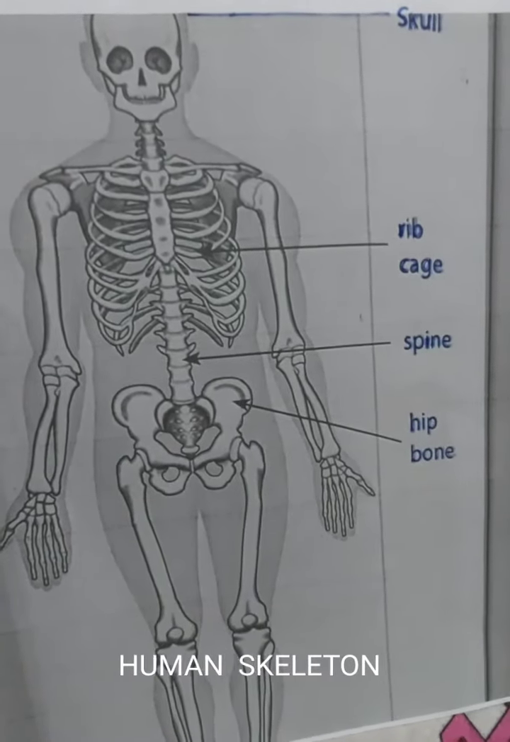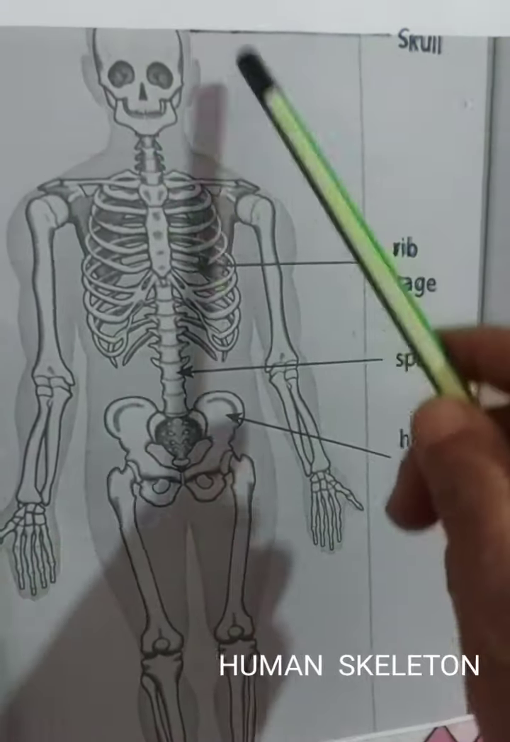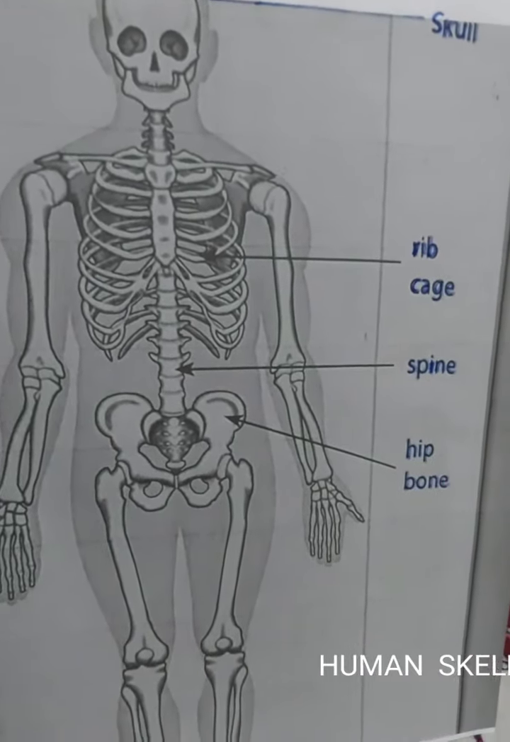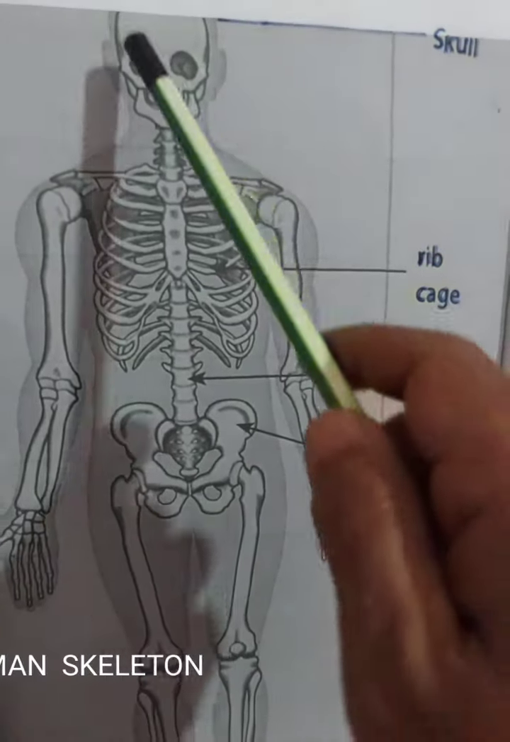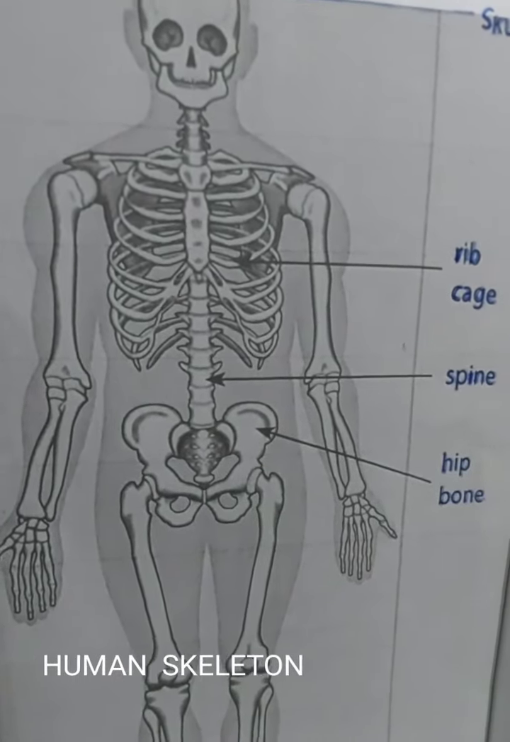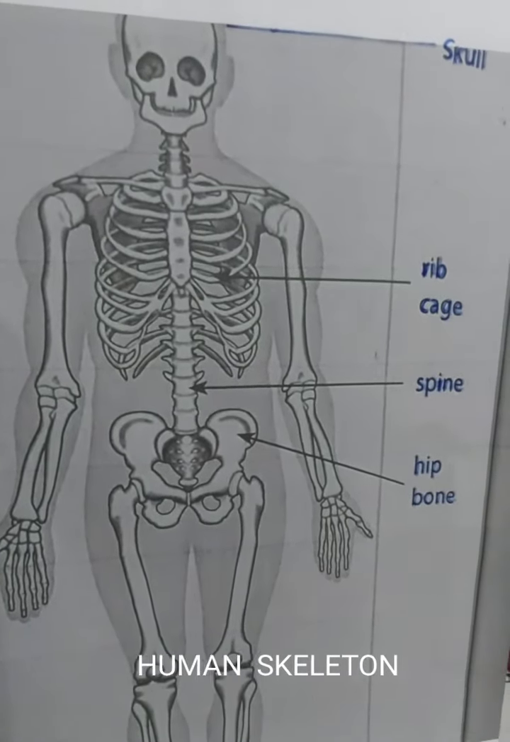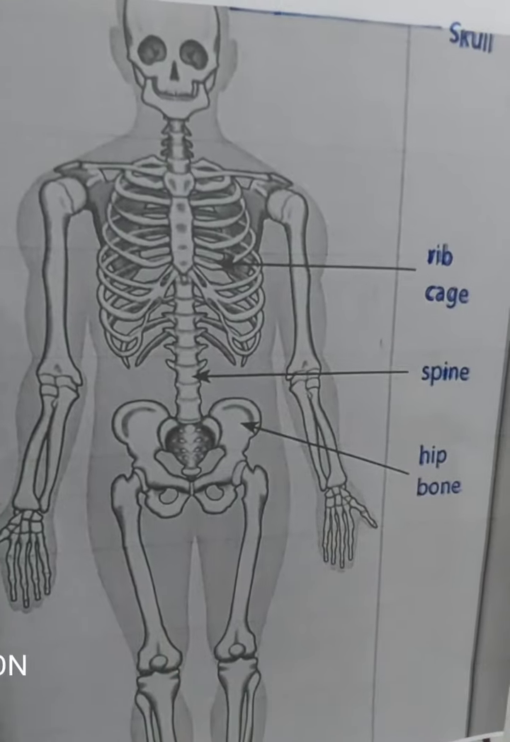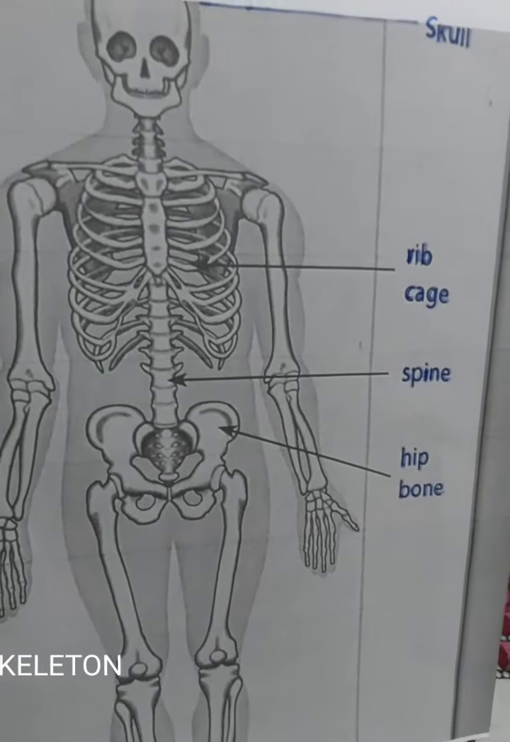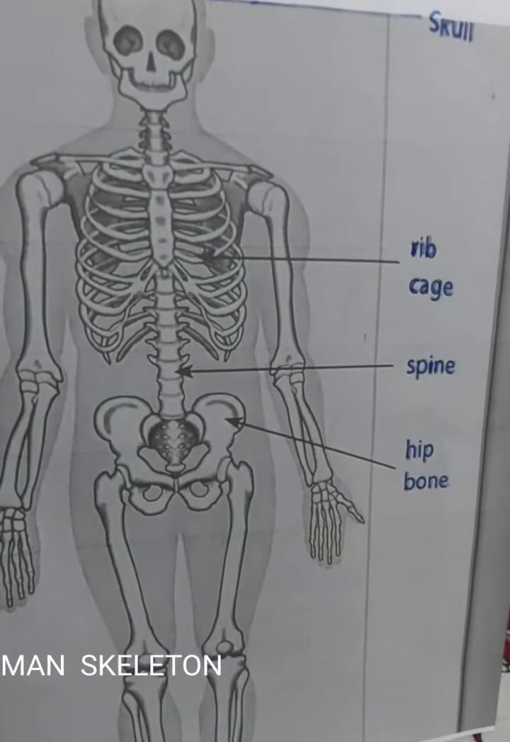Now let's see the parts of the human skeleton. First is the skull. The bony framework of the head is called the skull. This skull is made up of 22 bones: 8 bones from the head and 14 bones from the face. The only bone that can move in the skull is the lower jawbone, which helps us to talk, eat and chew.